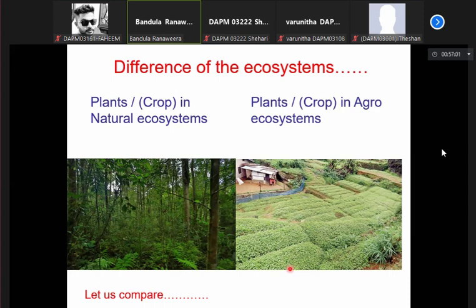Why is the number of pests and diseases higher in the agro ecosystem? It can't reduce the pests and diseases naturally, but natural ecosystems have predators and pathogens. Right. So natural processes of controlling populations are not available in the agro ecosystem. But in a natural ecosystem, there are natural factors controlling the population.